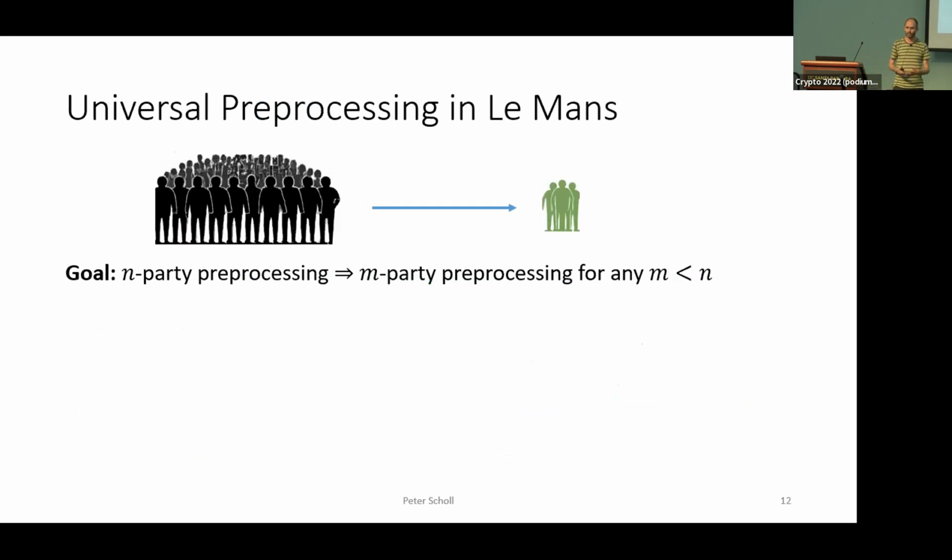So we want to build a silent preprocessing phase with this universal feature, where we will run the protocol to generate preprocessing amongst the entire set of n parties, and then can later use this to generate preprocessing for any subset of size m on demand. And just to make this harder and more useful, I guess, we want to require that this is done without any interaction after the original preprocessing phase.